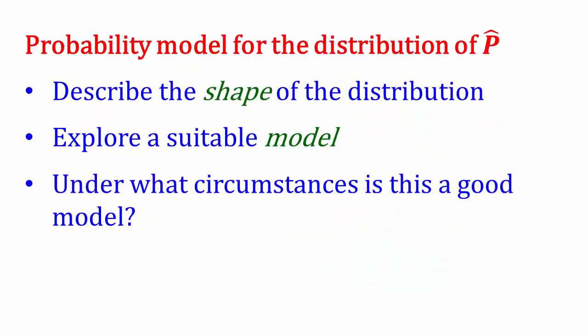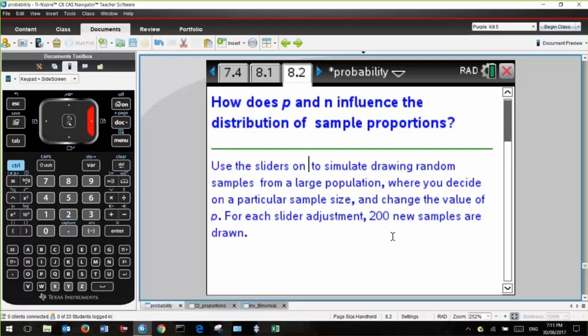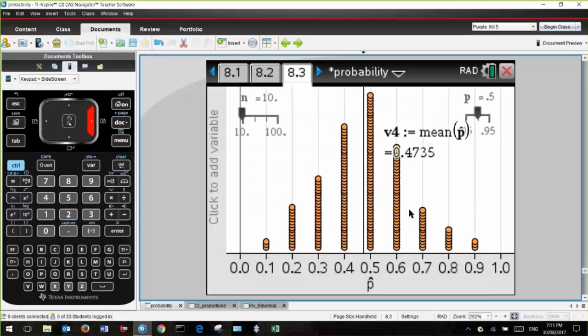So this brings us to the idea of what about a probability model for the distribution of p hat? So describe the shape of the distribution, explore a suitable model, and under what circumstances is this model a good fit. So this time, we've already seen the effect of changing n. Now let's have a look at the effect of changing p.